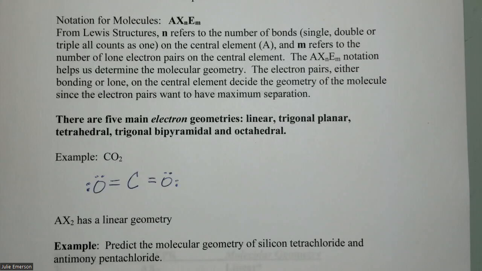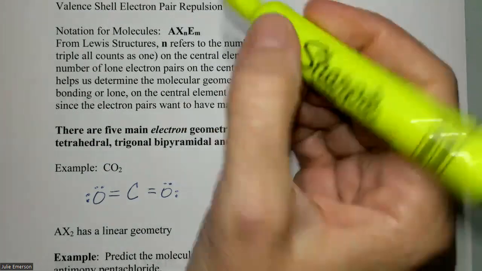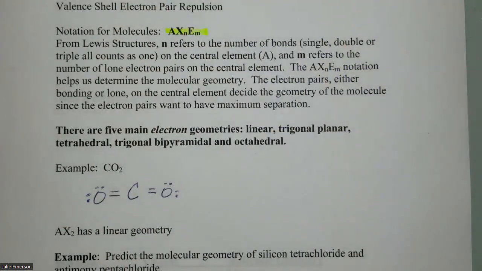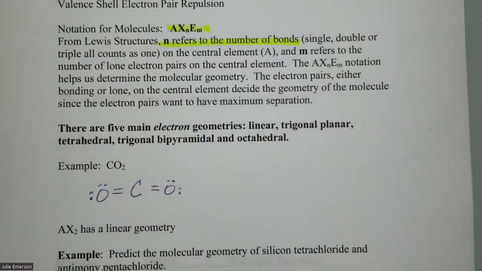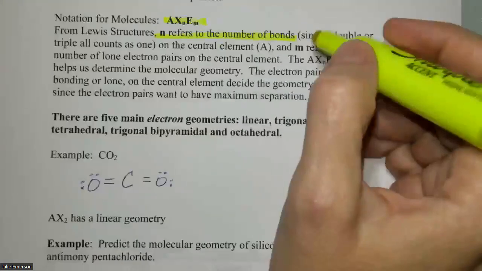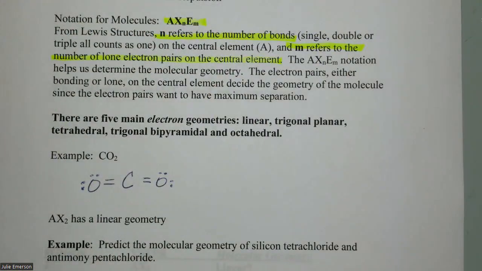Now let's do chapter 11. Chapter 11 is this VSEPR notation of AXE, right? That's what we're looking at. N refers to the number of bonds. And what's interesting is a single bond counts as 1, a double bond counts as 1, a triple bond counts as 1. So basically just how many elements are bonded to the center element. And then E is the number of electron pairs, right? So M, that subscript on the E, refers to the number of electron pairs, and it's always on the center. We're always looking at what the center element looks like.